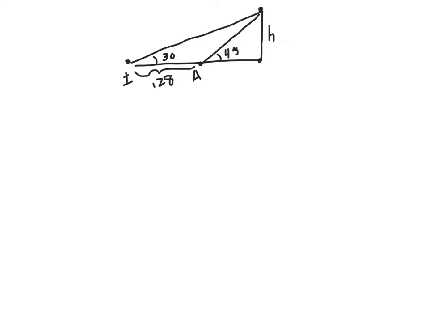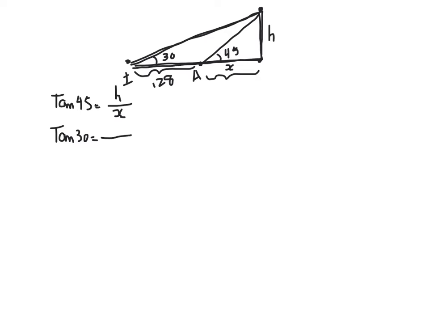Let's call this distance from Arshdeep to the base here at the finish line x. Then I can say that tan 45 is equal to opposite over adjacent, which is h over x. Now I'm going to look at this triangle. I'm going to say tan 30 is equal to h over the adjacent, which is this side, x plus 0.28. From the first one, I can get that h is x tan 45.